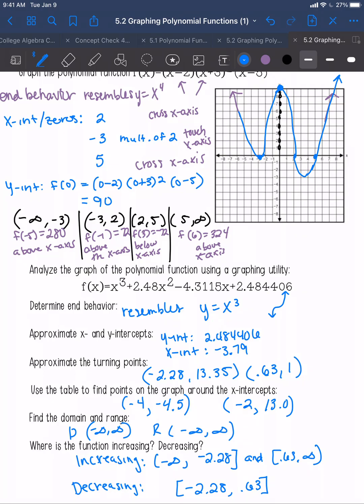And there we have it from graphing on a graphing utility.